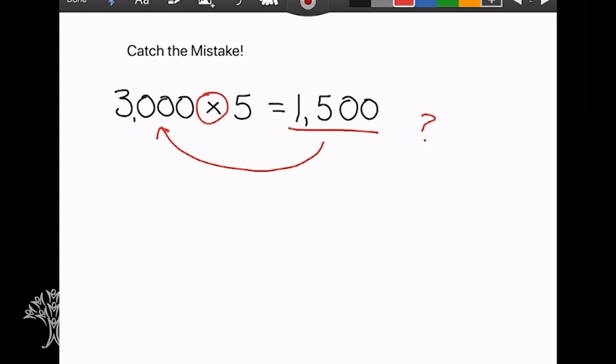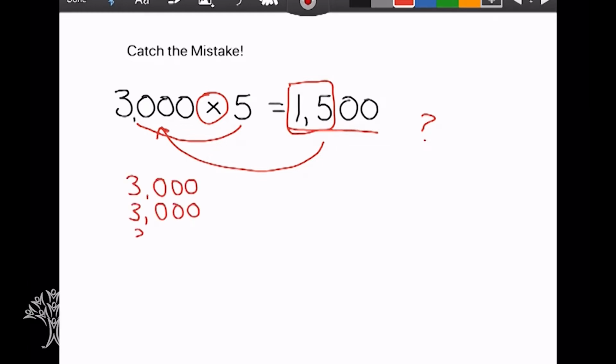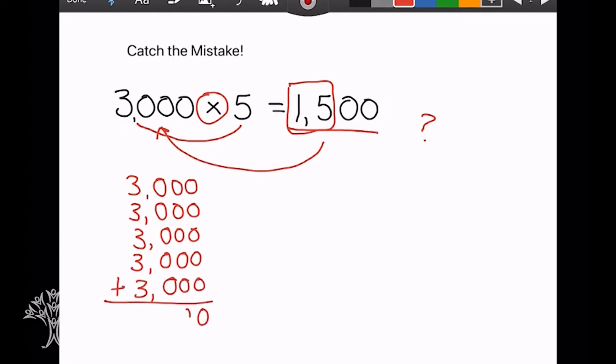So 3,000 times 5, I know that 3 times 5 is 15, so the beginning of the problem is correct. But what would I need to add to this answer in order to make it 100% correct? I can think about it this way too if I'm struggling. And I can write out the 3,000s 5 times if I need to. Let's see what happens when we add down the columns. 3, 6, 9, 12, 15. Aha, there it is. It's a place value error. We needed one more 0 on that.